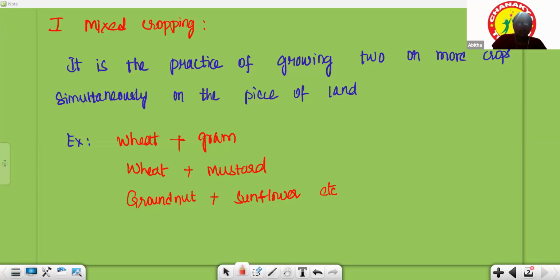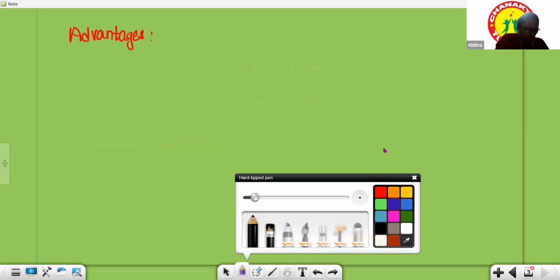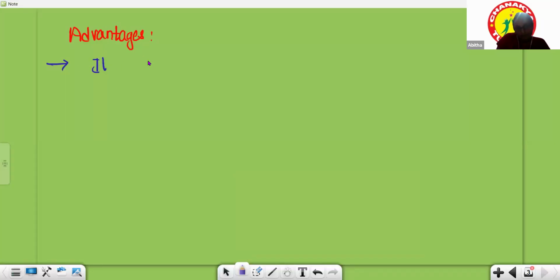Done. So what are the advantages of mixed cropping? Let's see the advantages of mixed cropping, growing two or more crops in a piece of land. So what are the advantages? The first advantage we can discuss is that it improves soil fertility.